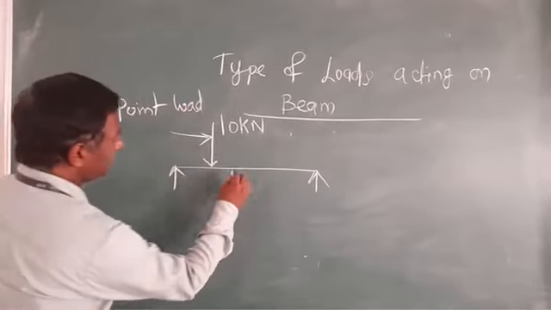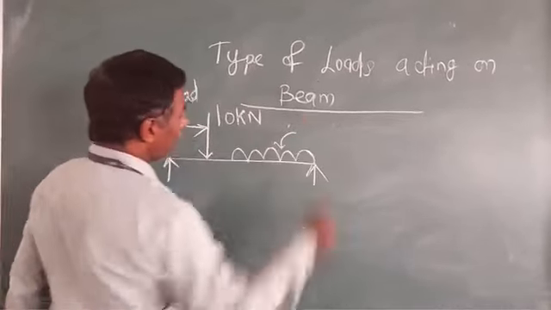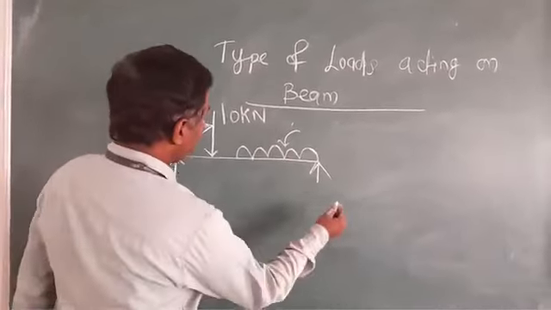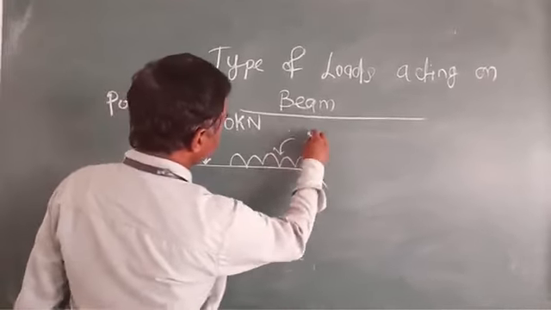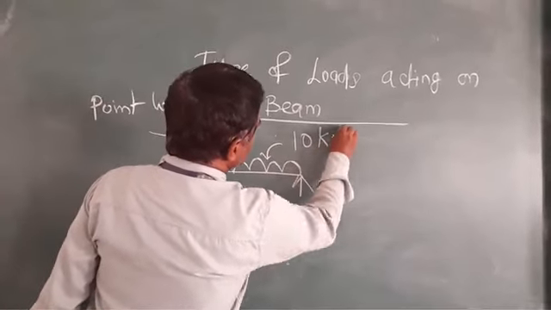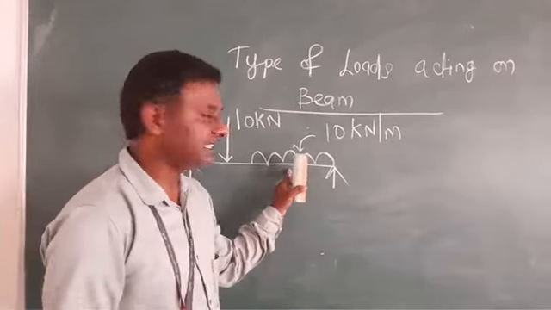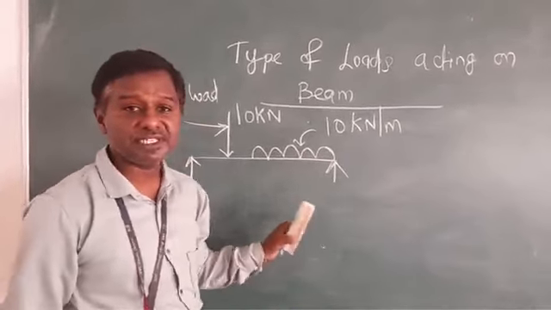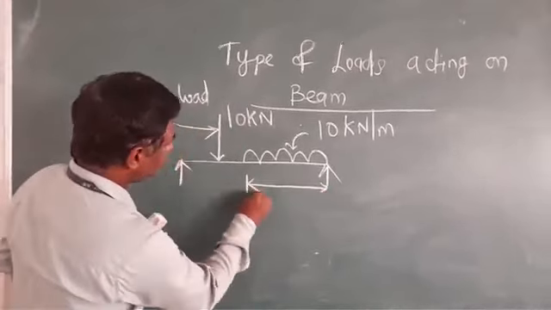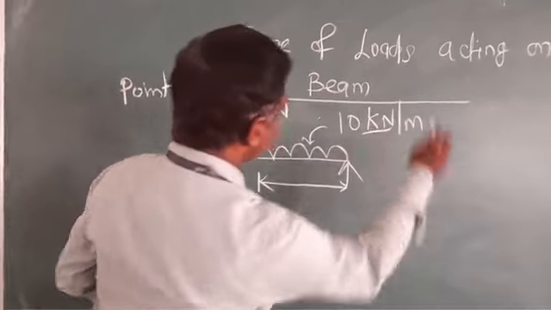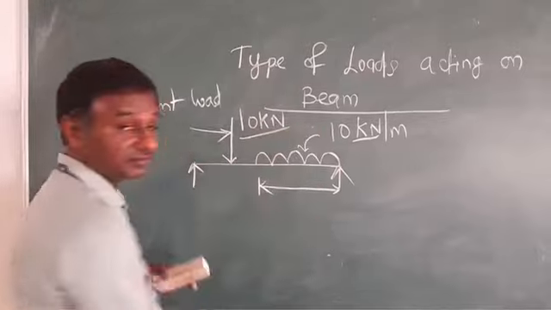And the second one is this, called the uniformly distributed load. This uniformly distributed load is given in terms of load per the total distance covered. This is called the intensity of load. 10 kilonewton per meter is the uniformly distributed load. It is not in terms of kilonewton, it is given in terms of kilonewton per meter. That is very important, but a point load is given directly as the load.